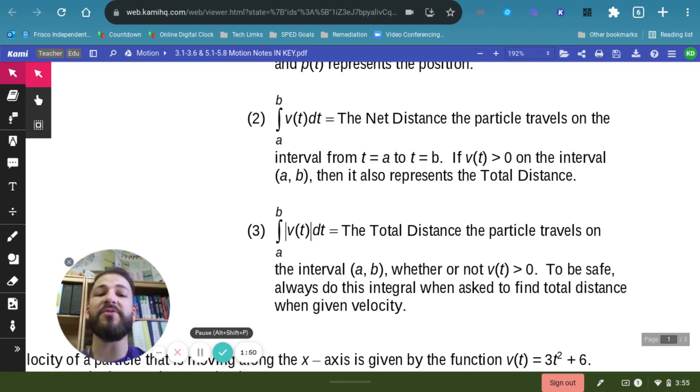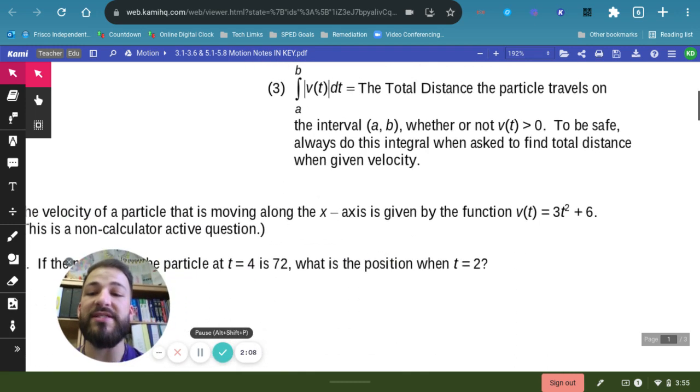And the way that we distinguish between that is, for net distance, we just take a normal integral, while for total distance, we take the absolute value of that function inside our integral, which is going to take any negative portions of the function, any negative area, and flip it up to the top and make it positive. Okay, so with that in mind, let's look at our very first example.